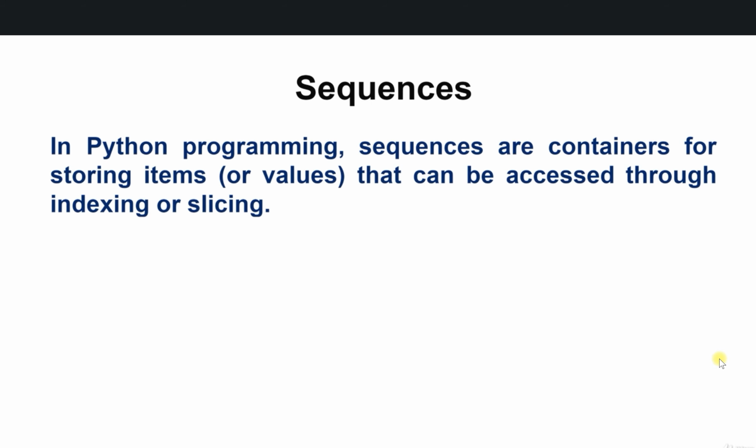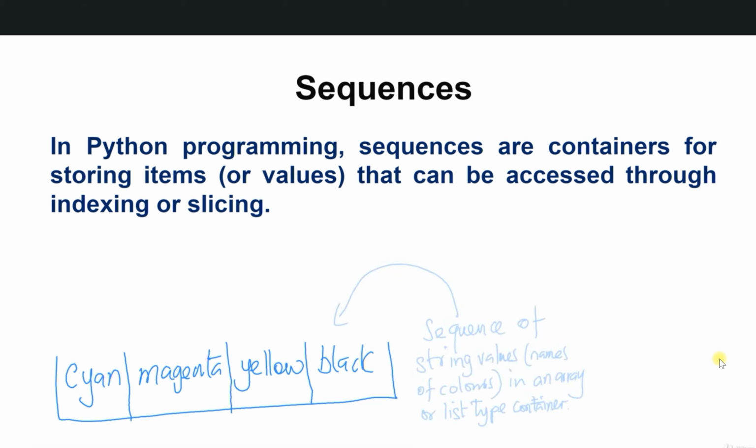In Python programming, sequences are containers for storing items or values that can be accessed through indexing or slicing. In this image, we see a sequence of string values, more specifically, names of colors, held in an array or list type container.